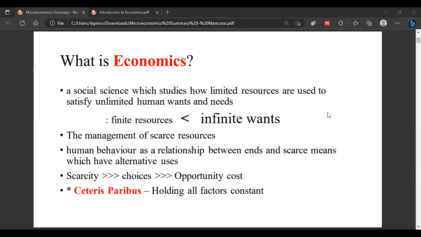If you decide to go to school versus going to work, your opportunity cost would then be the value that you get from working, including the salary that you would have gotten from work. That is the opportunity cost of going to school. Right, we will explain it even further. We will come back to it. But this is just to give you an overview of what economics is all about.